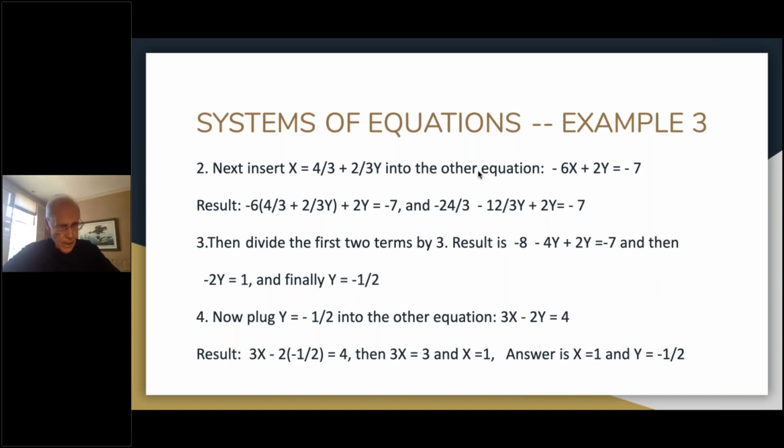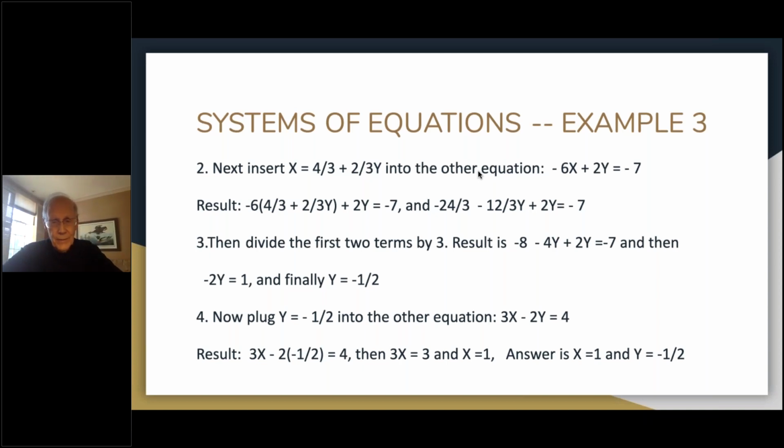So now, going back, last step, we plug y equals minus 1/2 into the other equation, and that other equation was 3x minus 2y equals 4. So here we go on the next line. The result is 3x minus 2 times minus 1/2 equals 4. So then 3x equals 3. Why? Because minus 2 times minus 1/2 turns out to be 1. We subtract 1 from both sides, and that gives us 3 on the right-hand side. So if 3x equals 3, x equals 1.